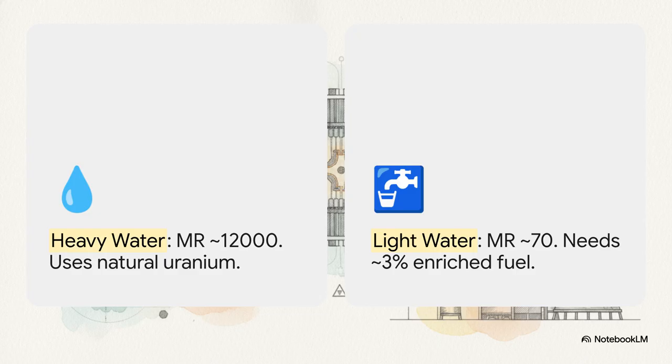Now, heavy water, or D2O, on the other hand, has a massive moderating ratio of 12,000. No way, right? Because the deuterium in heavy water absorbs almost zero neutrons, this insanely high MR allows the reactor to run purely on natural unenriched uranium. It's a huge operational advantage.